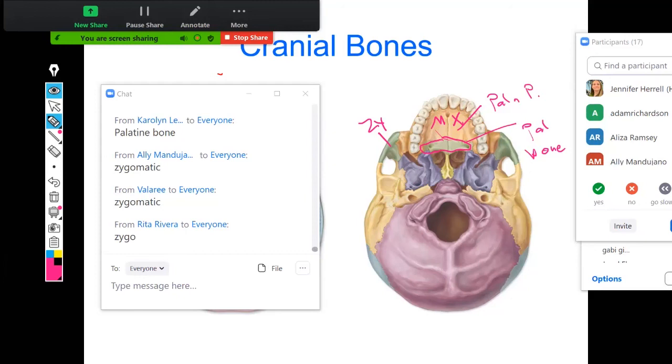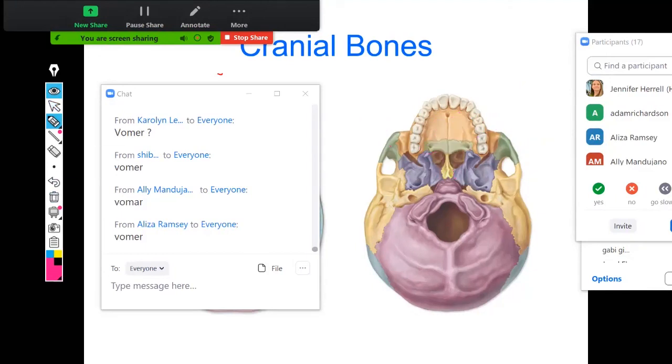Ooh, here's one we haven't talked about. What is this little chunk right in the middle? It makes up the bottom divider of your nose, and you can also see it here. If you imagine the letter V. Vomer. You got it. It kind of cozies up to the sphenoid. Good. Any other questions about skulls so far?